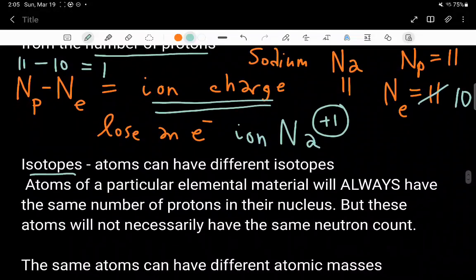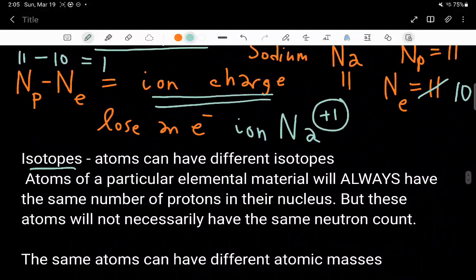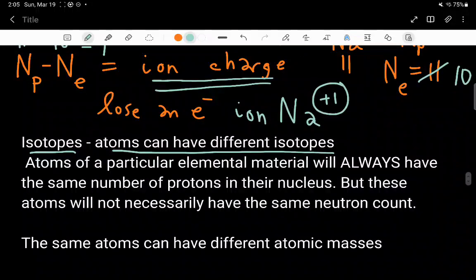Isotopes is a different kind of concept. Atoms can have different isotopes, right? So an atom of a particular elemental material will always have the same number of protons in the nucleus. Remember, the nucleus is where the protons and the neutrons live. And the number of protons is what designates the type of atom we're talking about. But atoms can have different isotopes, and different isotopes will all have the same number of protons, but they will not have the same number of neutrons.